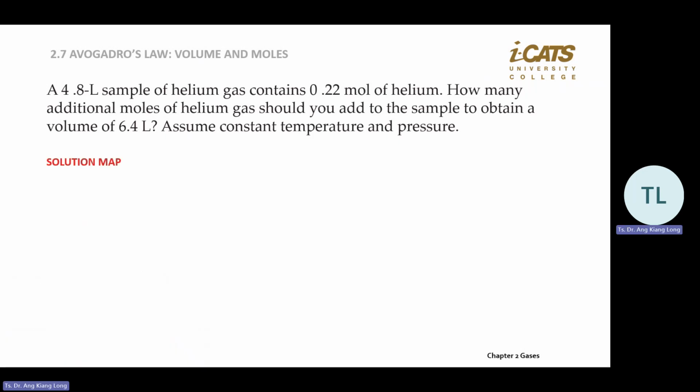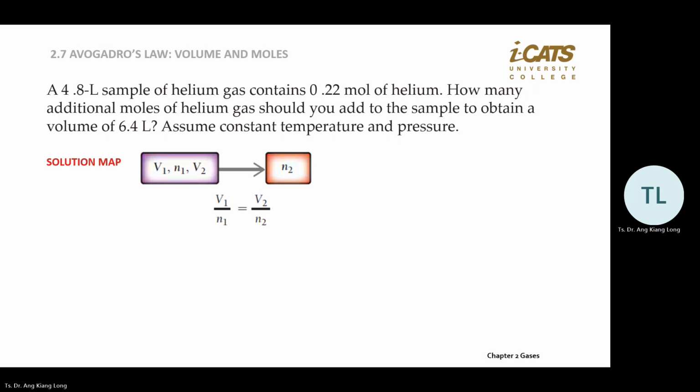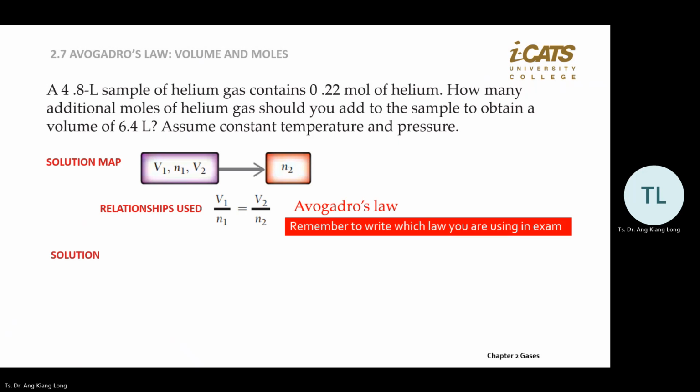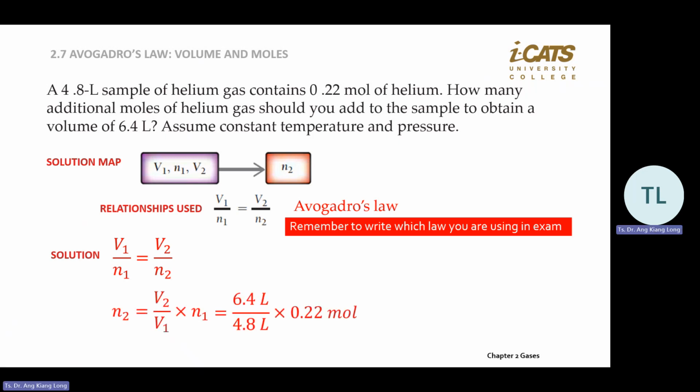Okay, so Avogadro's law is at constant pressure and temperature. So you need to use Avogadro's law. You write V1 divided by n1 equal to V2 divided by n2. Then you substitute the values, and you get one missing parameter. I highlight, you need to write your law there. Rearrange the general equation, substitute. Then you cancel the volume, the liter, and you get 0.29 mole.